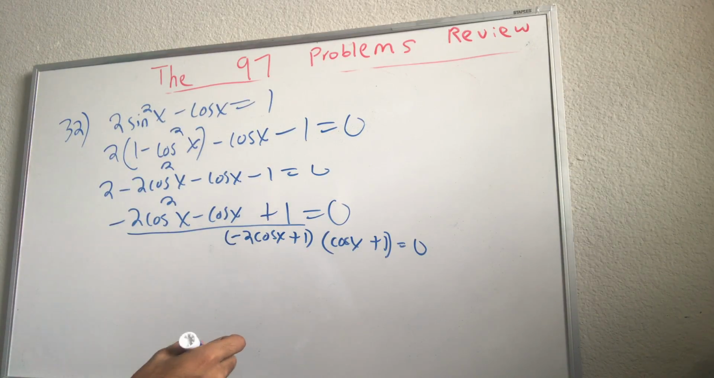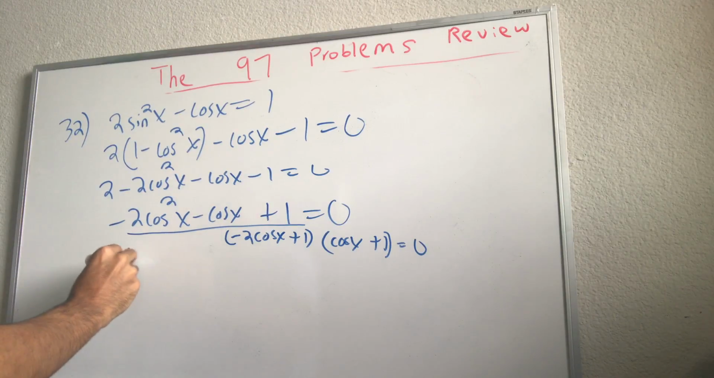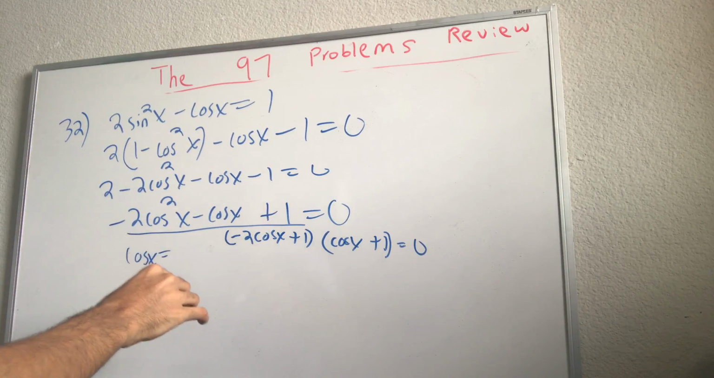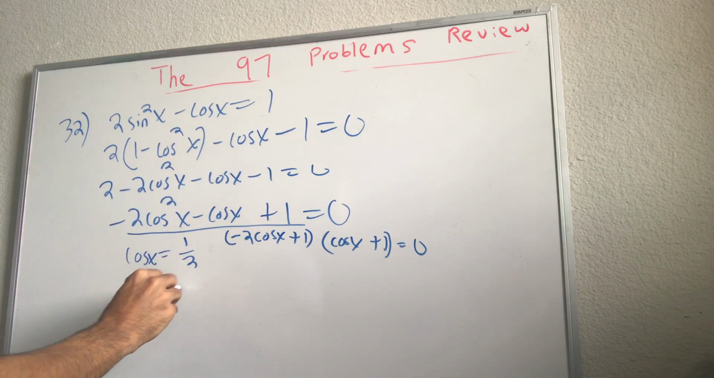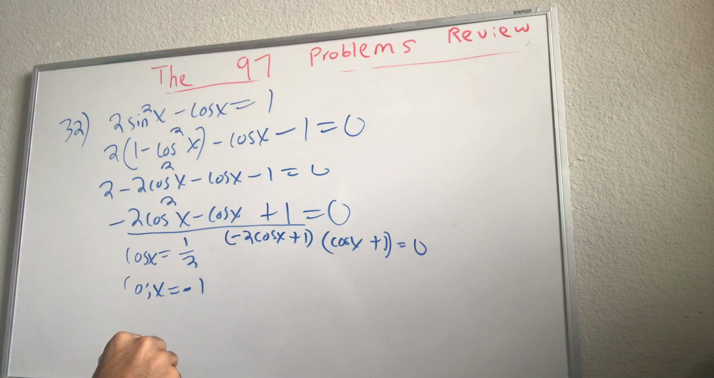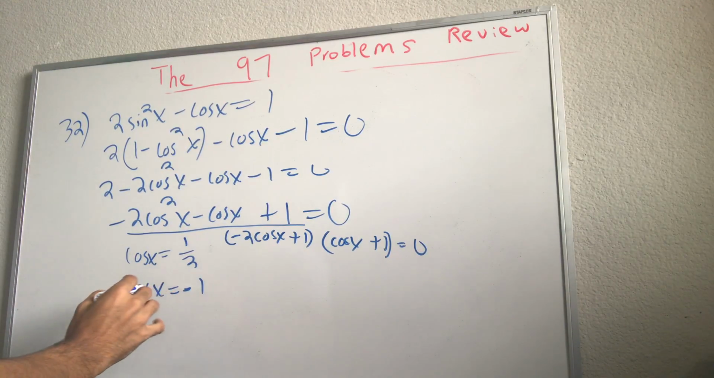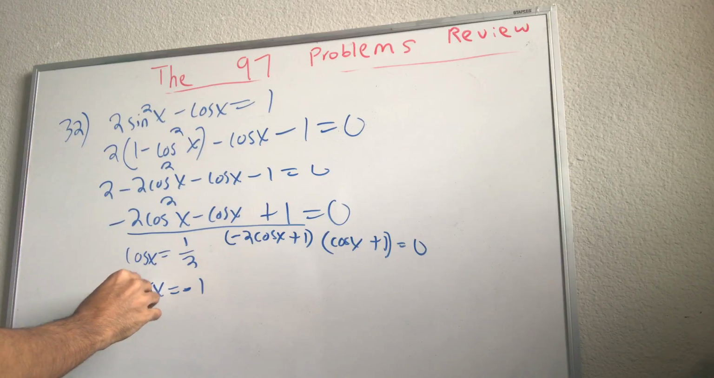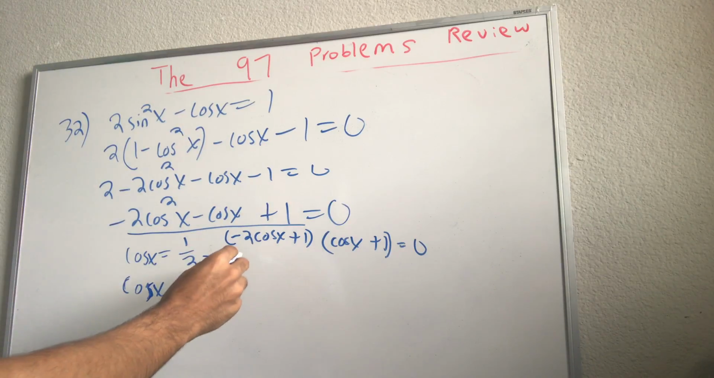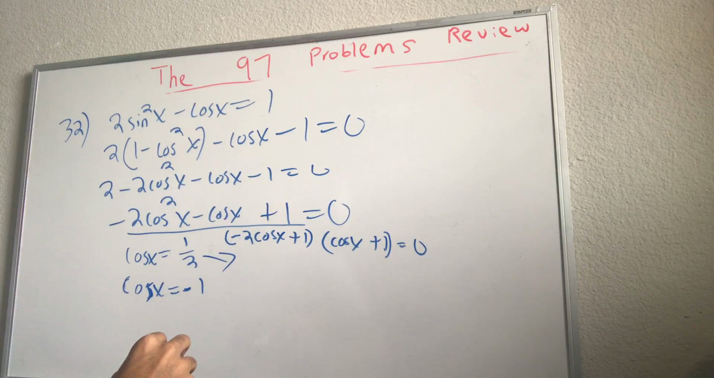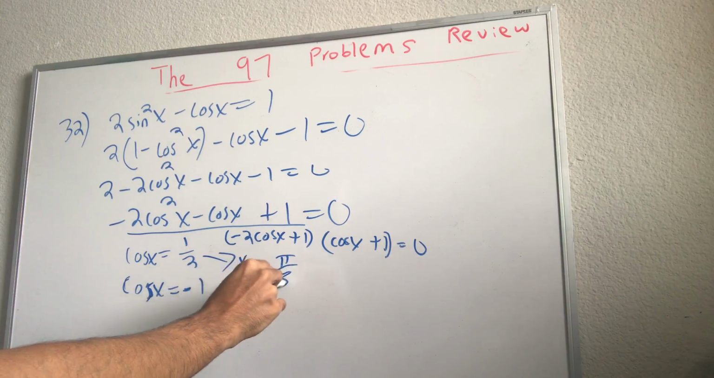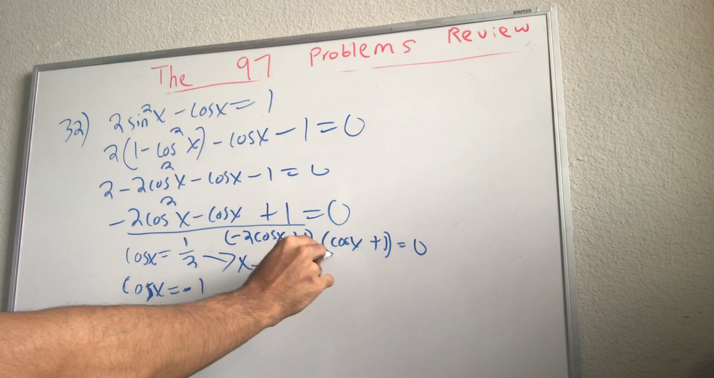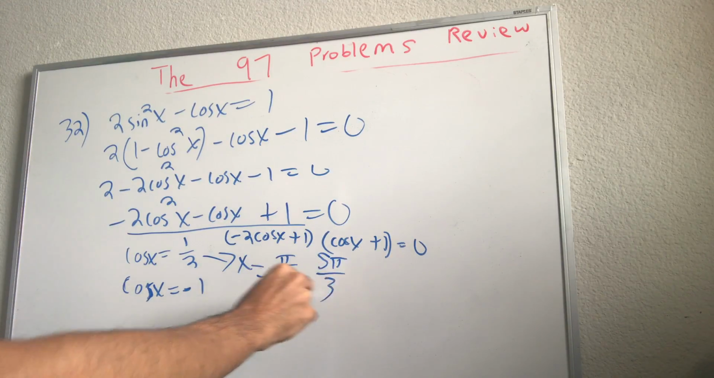And obviously we want to set each factor to 0. And so we see that cosine of x is equal to negative 1 divided by negative 2. Well, that's just one half. And then cosine of x is equal to negative 1. Both of these equations can be solved, because obviously cosine of x can equal negative 1. So thinking about this, cosine of x is equal to 1/2. As in the previous problem, that's just x is equal to pi over 3, in quadrant 1, and then 5 pi over 3, that is in quadrant 4.